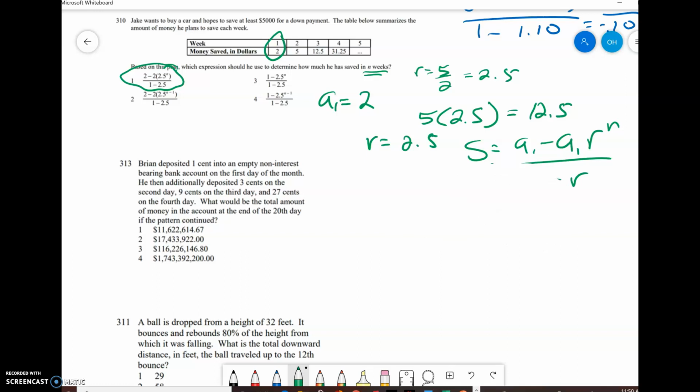Number 313. Brian deposited 1 cent into an empty non-interest bearing account. So he's not going to get any interest. He's just putting in money. He's just squirreling it away. On the first day, 1 cent, then 3 cents on the second day, 9 cents, and then 27 cents, and so on and so forth.